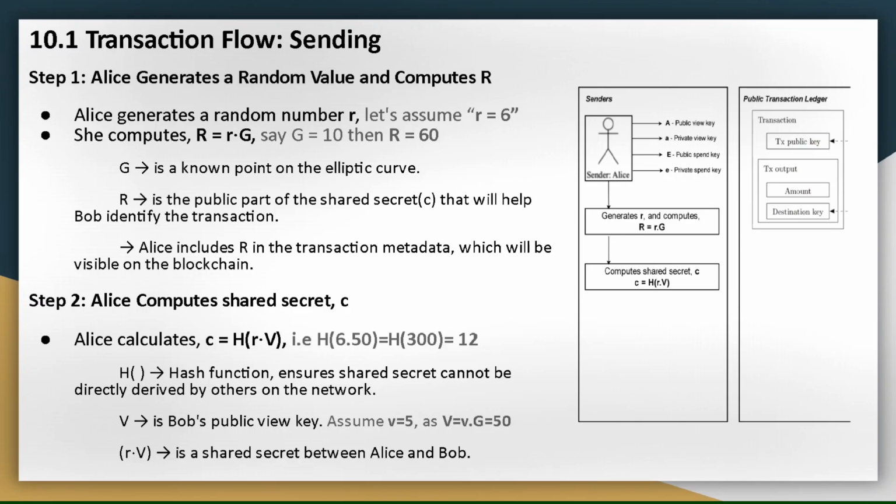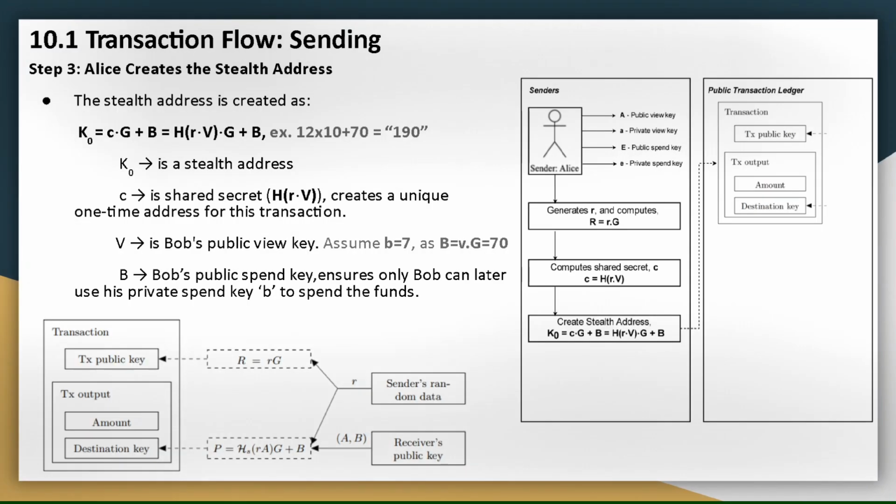The next step is sending the transaction. Now Alice has to create a one-time raw address of Bob, so that if anyone in the network sees this transaction and the recipient address, the transaction will not be traceable or linkable to Bob.